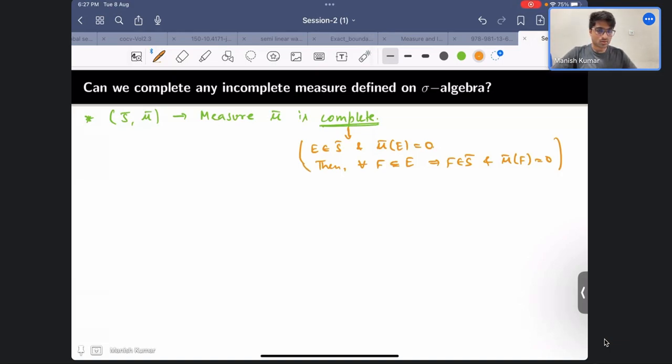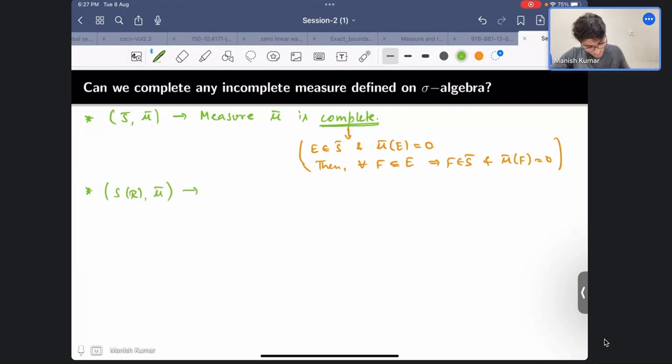Right? This is what it means when I say that this measure mu bar is complete on S bar. Okay. Now, instead of this pair S bar, mu bar, you consider this one, S of R, mu bar.